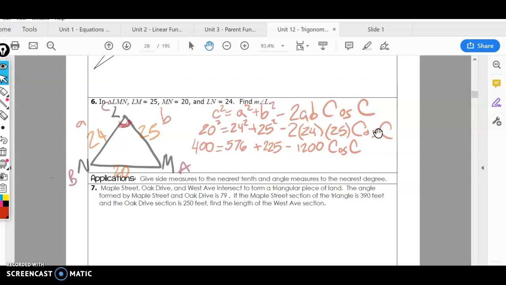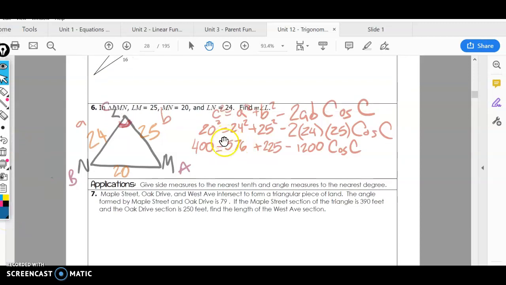Some of you may struggle on how to simplify and finish up this problem. I'm doing this in a different color so it stands out. I'm going to combine my 576 and 225. That makes 801 minus 1200 cosine C equals 400. Next thing I'm going to do is subtract my 801 from the other side. So I'm left with negative 401 equals negative 1200 cosine C. And then lastly, I'm going to divide both sides by negative 1200.